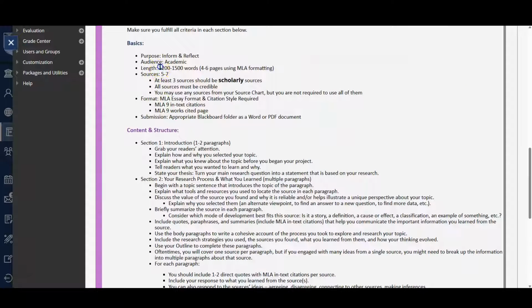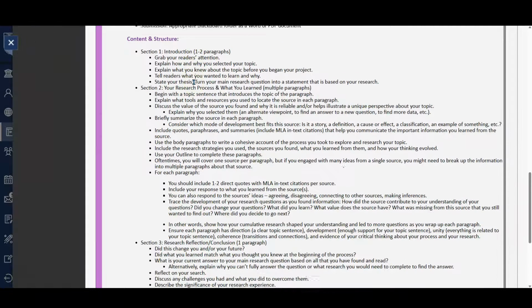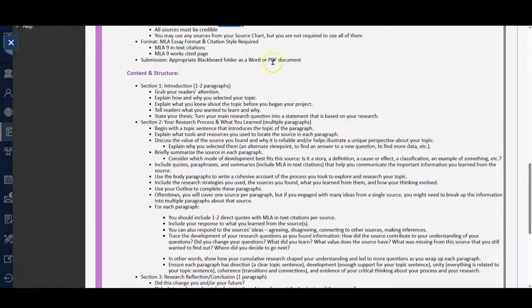It's going to be between 1,200 and 1,500 words. That's 4 to 6 pages, using MLA formatting. Works cited does not count as one of those 4 to 6 pages. You should have 5 to 7 sources, and at least 3 of those should be scholarly, okay? And again, we showed you how to do that earlier on. Make sure that it's either a Word document or PDF.